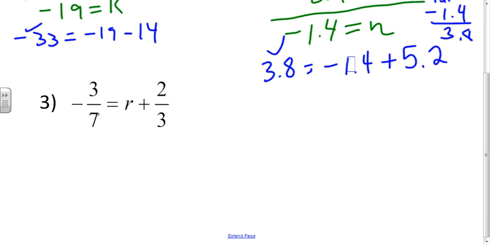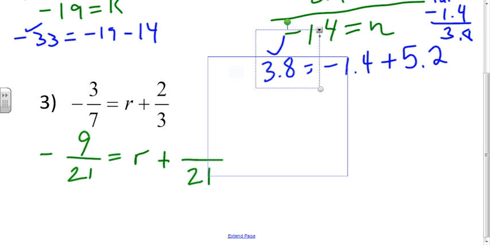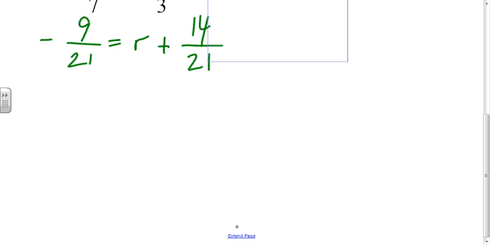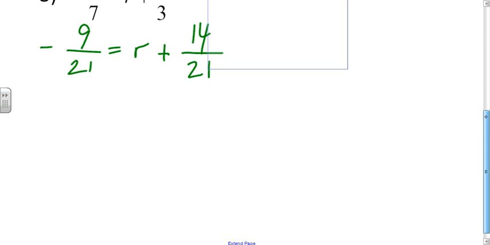I know the common denominator between 7 and 3 is 21. So negative 3/7, if I want to change that to a fraction with 21 in the denominator, I have to multiply 7 by 3, so also multiply 3 by 3. I get negative 9/21. R plus 2/3, I want to change that so I've got 21 in the denominator. So I want to multiply 3 times 7 to get 21. 2 times 7 is 14. And now I can just subtract here.